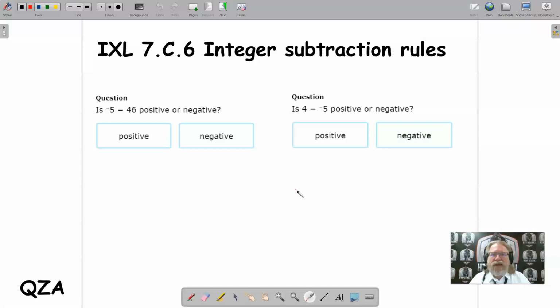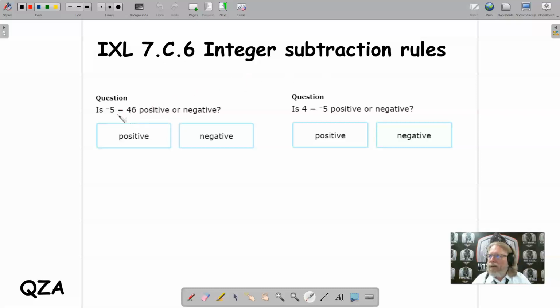Hello, this video is for IXL activity 7.C.6. It is titled Integer Subtraction Rules. The 3-character code for this lesson is Quebec Zulu Alpha. So they're giving us subtraction of integers.